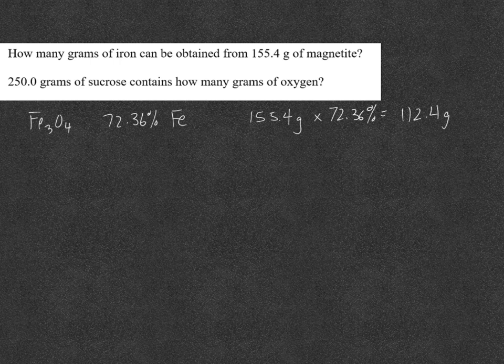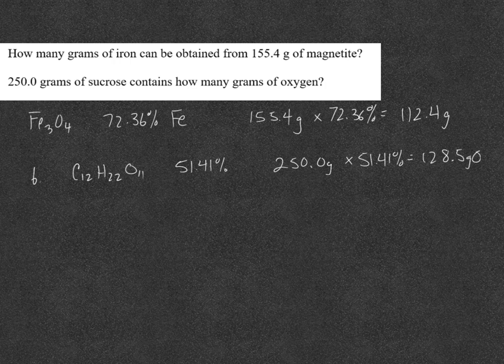And I get 112.4 grams. Number 6 is exactly the same, except now we're dealing with sucrose. And we learned from up above that sucrose is C12H22O11. And we learned that the percent of oxygen in sucrose was 51.41%. So all I have to do is take the 250 grams, multiply by 51.41%, and I get 128.5 grams of oxygen.